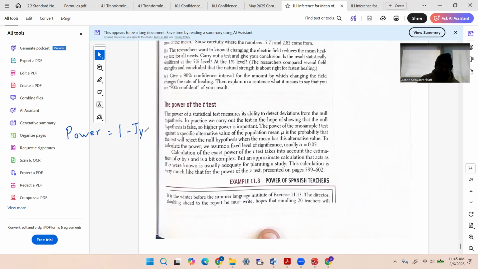And type 2 error is the probability that there is enough difference that we should have concluded so, but our data wasn't far enough away for us to conclude that H naught was wrong and we should have concluded HA. So, the power of Spanish teachers. It is winter before the Summer Language Institute in exercise 11.13.